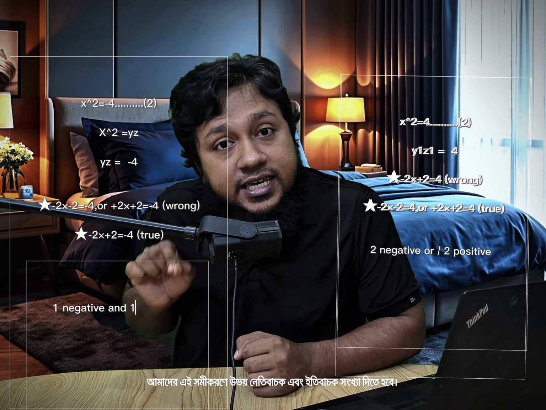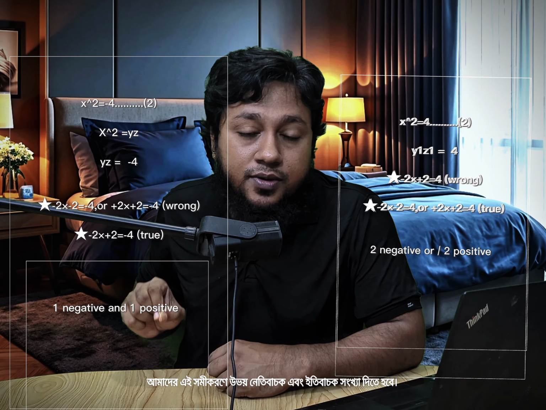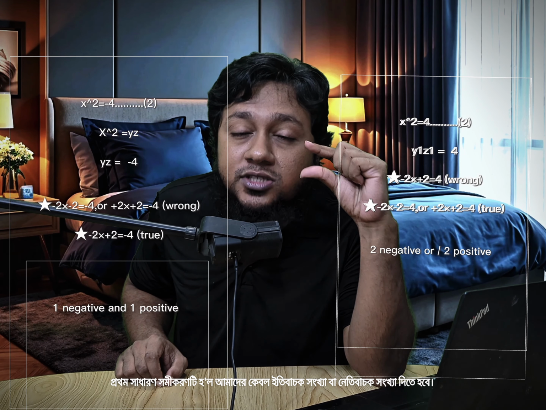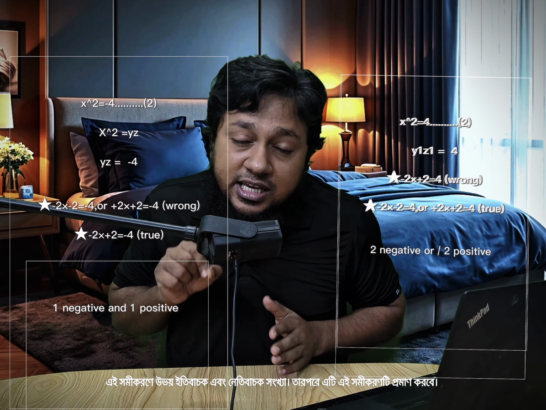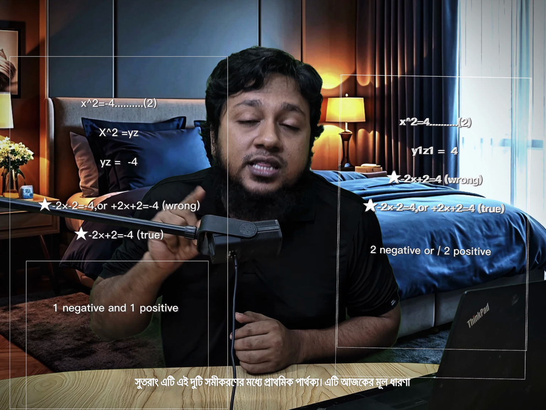What is the meaning of this? If we want to prove this equation, we have to give both negative and positive numbers. In the first, normal equation, we only have to give positive numbers or negative numbers, then it will prove that normal equation. But in this imaginary equation, we have to give both positive and negative numbers, then it will prove this equation. So that's the basic difference between these two equations. That's the main concept of today's video.